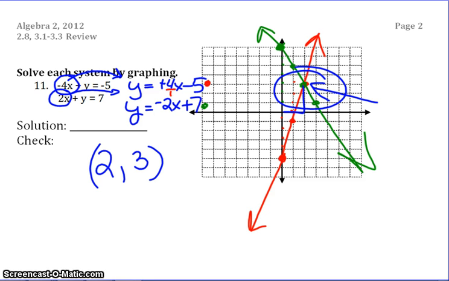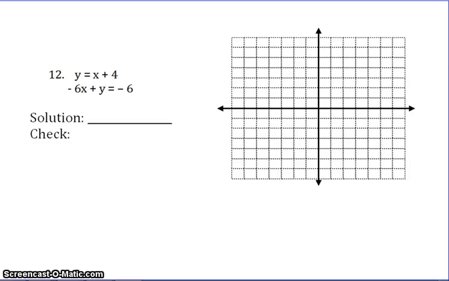The way you can check that, you can see when you put in 2 for x and 3 for y, are both of these, my red and my green equation, true equations. And yes, they are both true equations at the point 2, 3, and so that's how we know we got the right answer. So let's do another one.